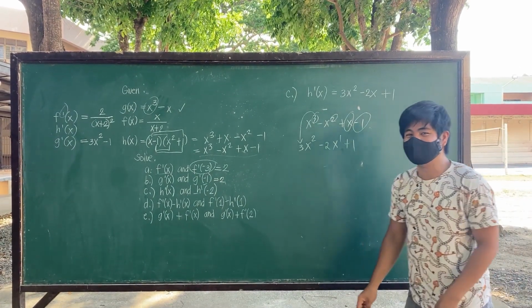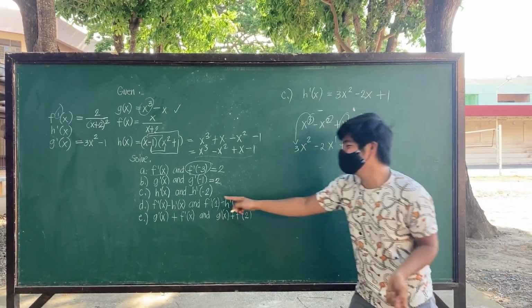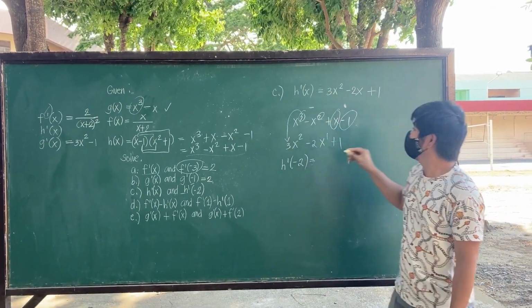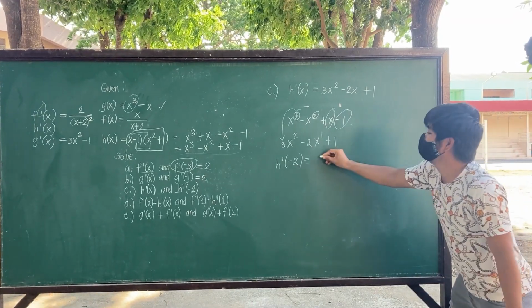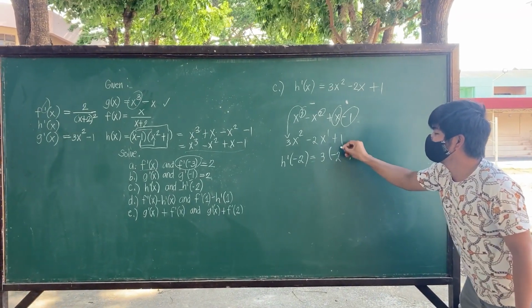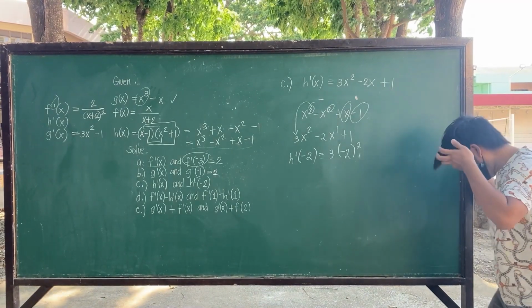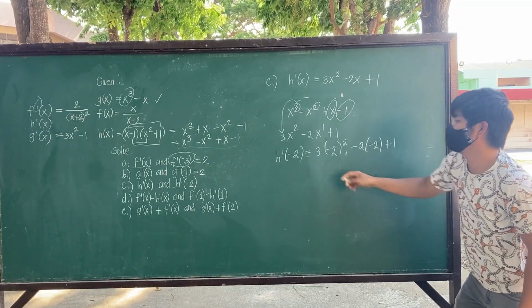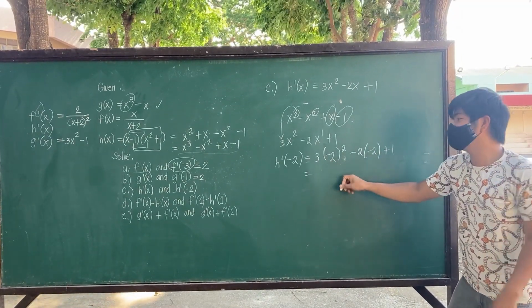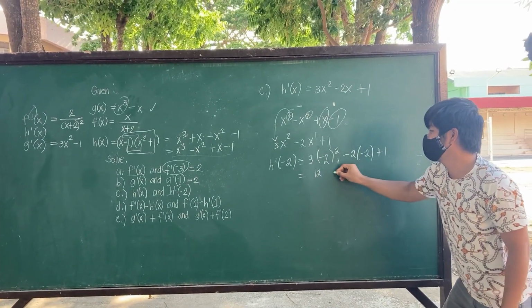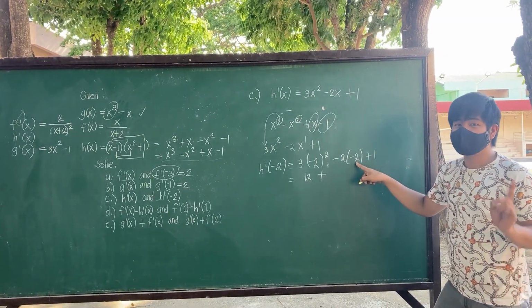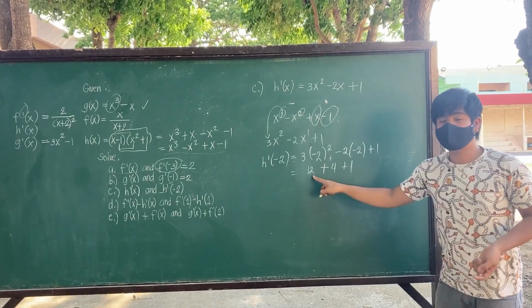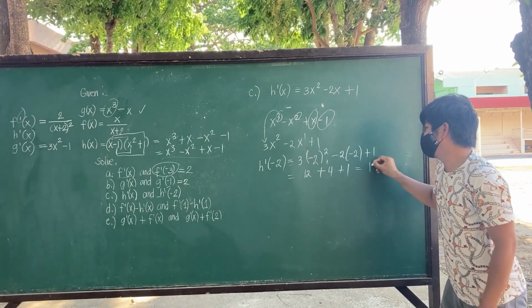So the next thing you need to do is to substitute negative 2. So we have h prime of negative 2 is now equal to 3 times the square of negative 2 minus 2 times negative 2 plus 1. So the square of negative 2 is 4, 4 times 3 is 12. Negative 2 times negative 2 is positive 4, plus 1. So 5 plus 12 is 17.